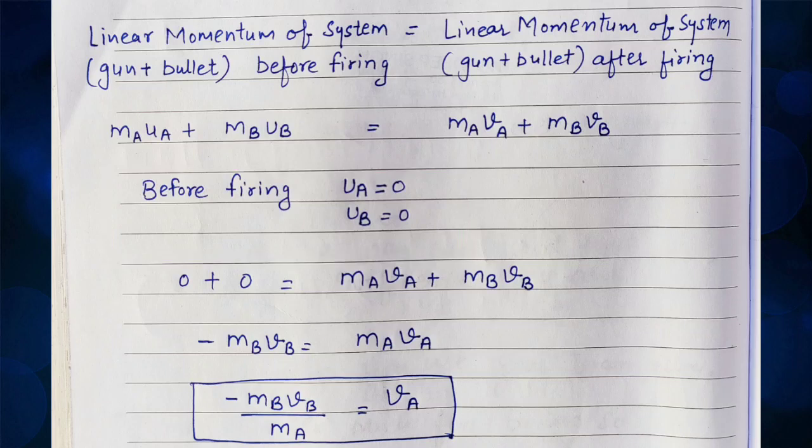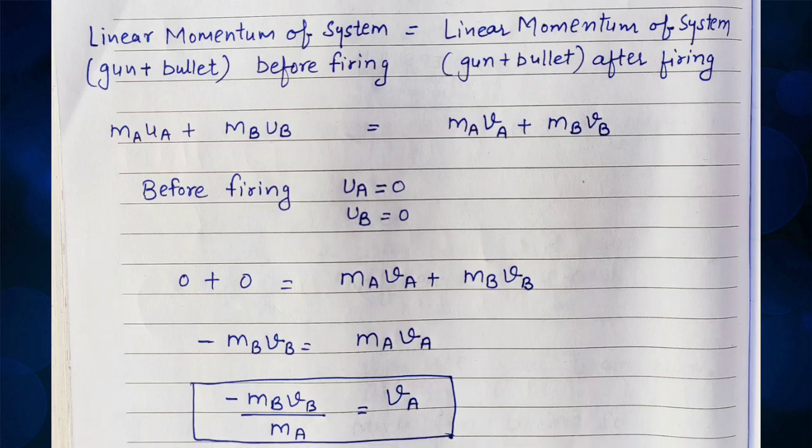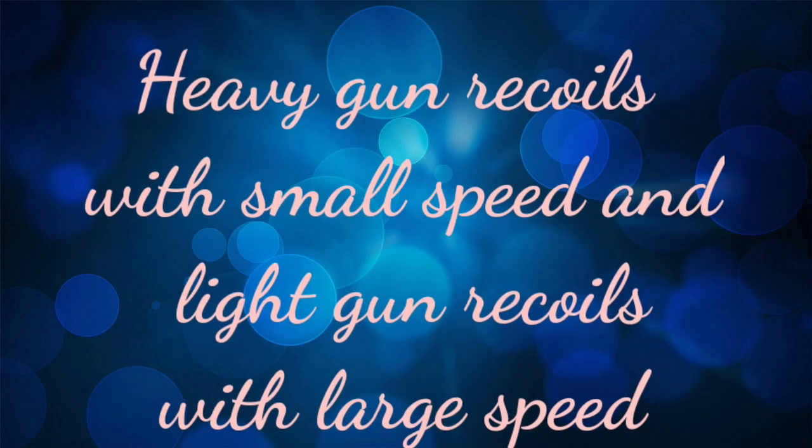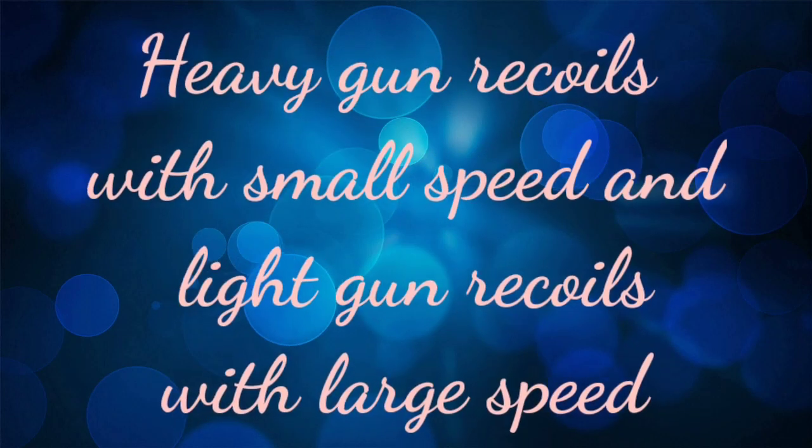We will substitute the values, and on simple rearranging we get -mBvB = mAvA, and on rearranging further, vA = -mBvB/mA. So students, this negative sign shows that the velocity of the gun is in the opposite direction to that of the velocity of the bullet. And one more thing, the recoil velocity of the gun is inversely proportional to the mass of the gun.